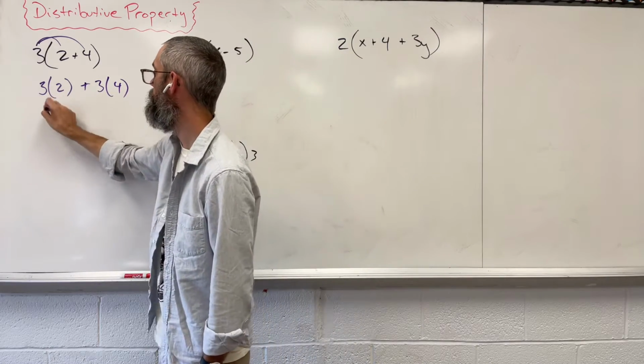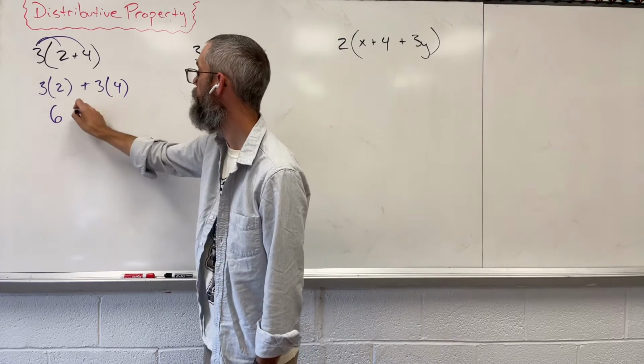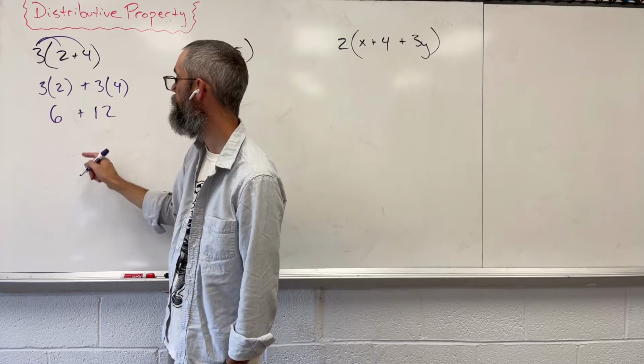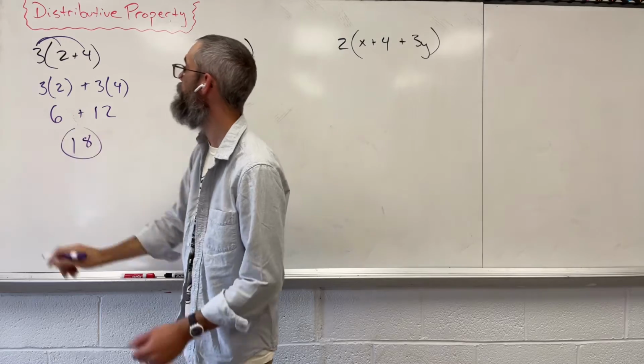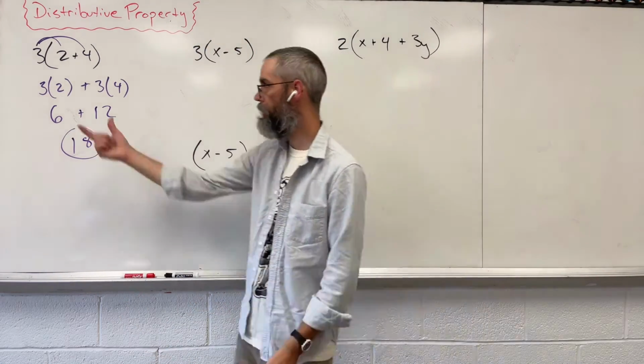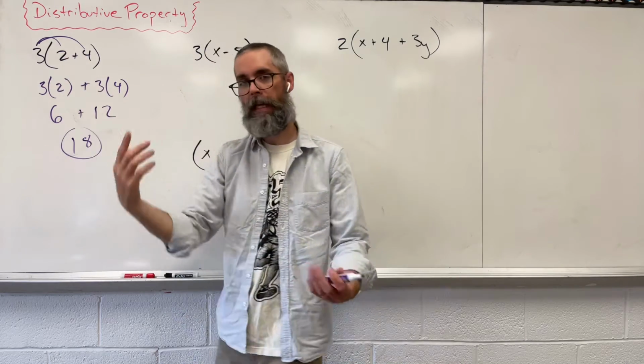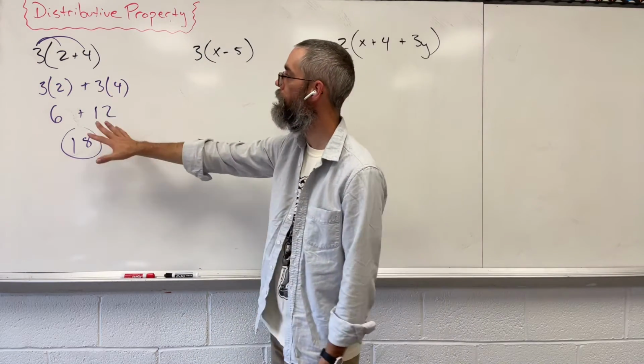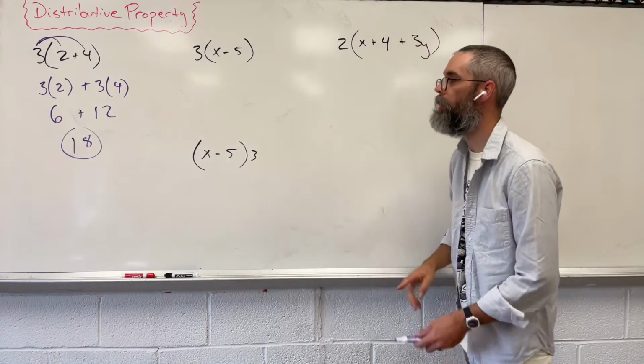So 3 and 2 gives us 6. 3 and 4 give us 12. And then we could put them together, giving us 18. So couldn't I have just used order of operations to do inside and then multiply? Yes, it still gets there, but this showcases what we're about to do here.